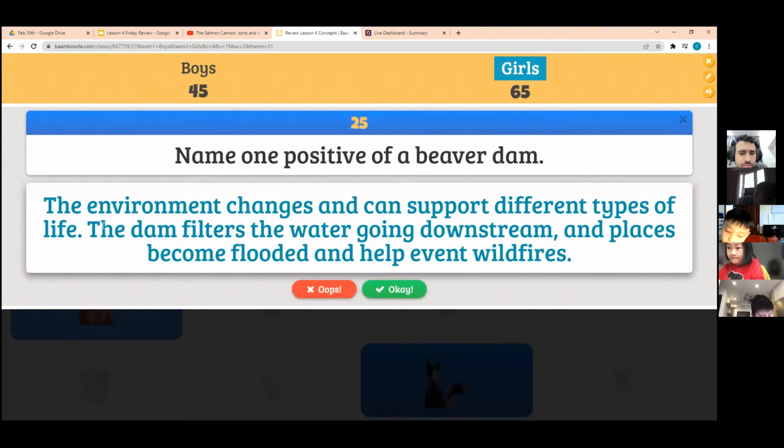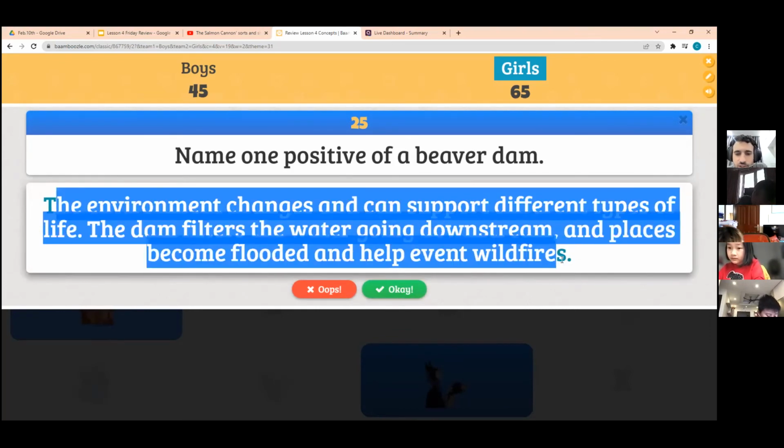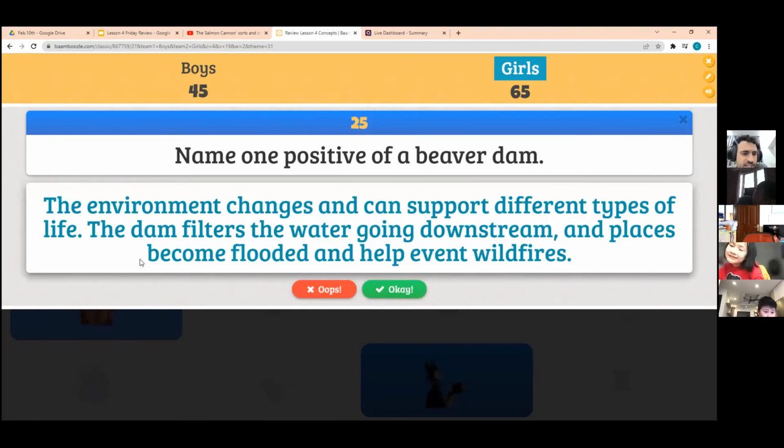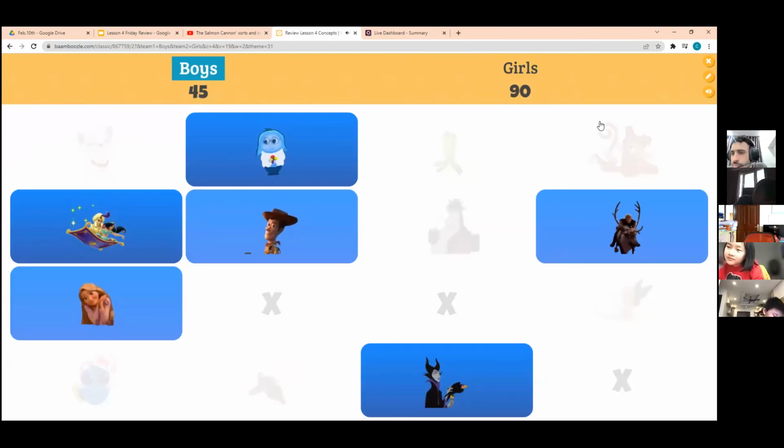Very good. For some reason, guys, this is not corrected. This does not look right. For some reason, my editing did not work, but good job. The girls now have 90 points.